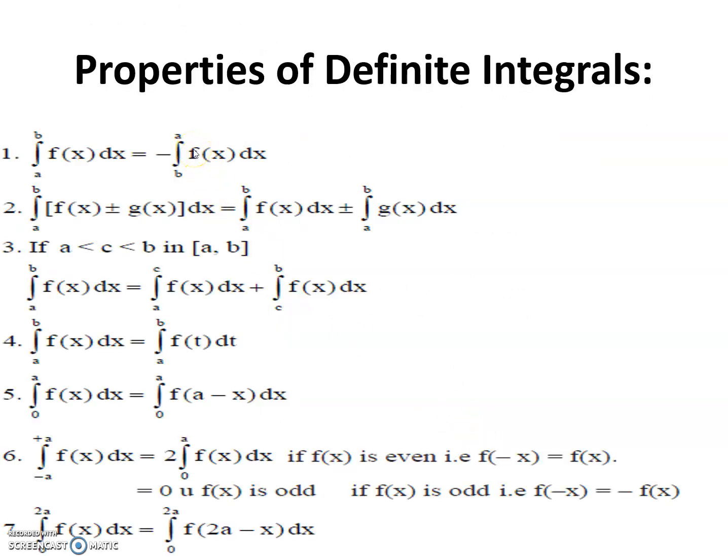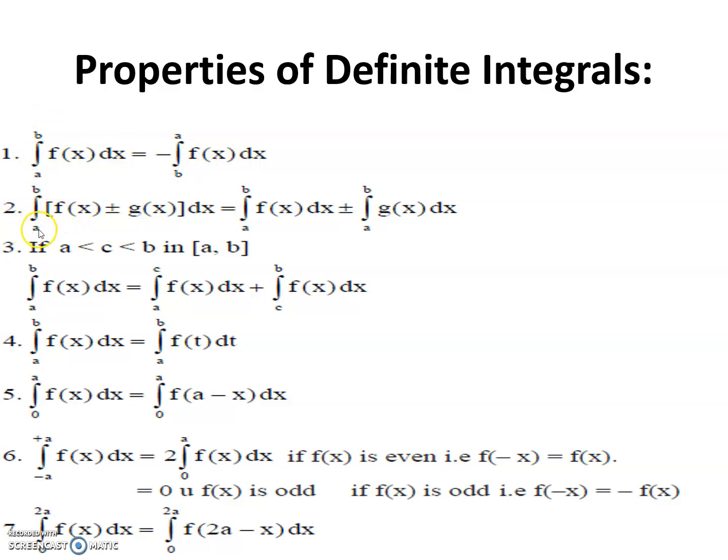Now, in this chapter, we have to discuss a very important topic, that is, properties of definite integral. If the lower limit is a and the upper limit is b, the integral of f of x dx is equal to minus the integral from b to a of f of x dx. That is, when interchanging the limits, we take the negative sign common.